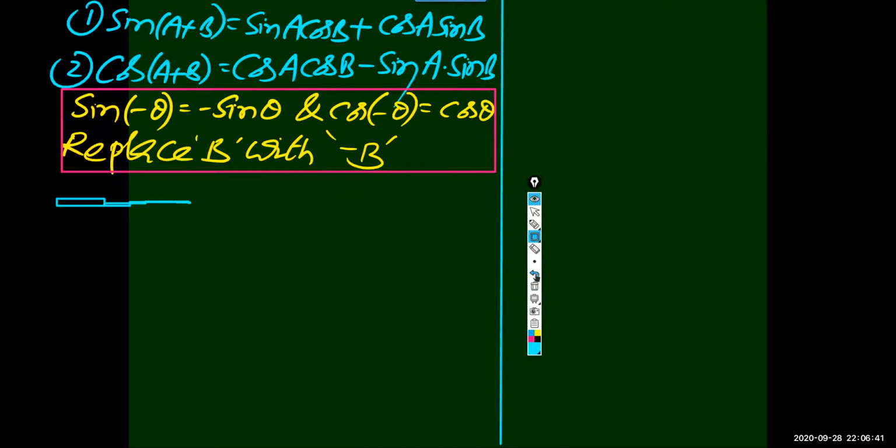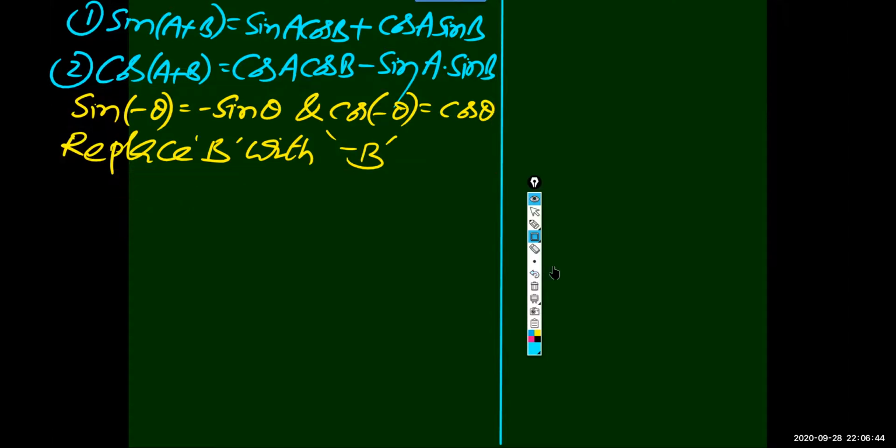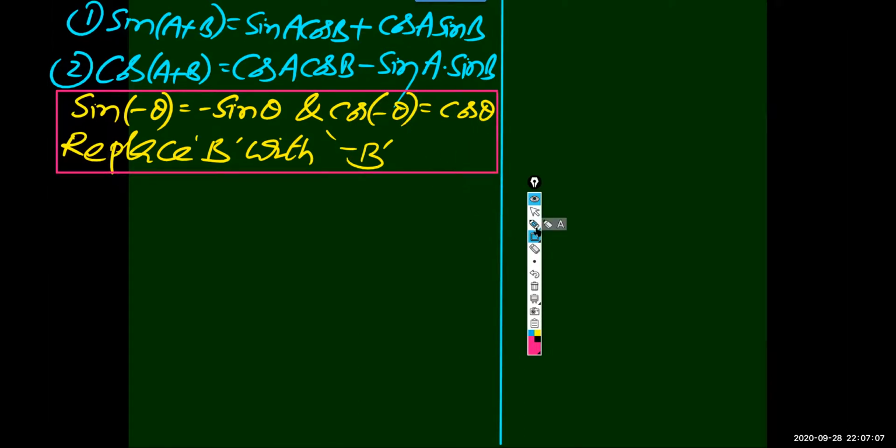Replace b with minus b in formula number 1 and 2. Come on, tell me what you get. Sine of a minus b is equal to sine a cos b, how minus? Cos of minus b is cos b, so it will be sine a cos b. That's good. And minus cos a sin b. That's good. You got the third formula.